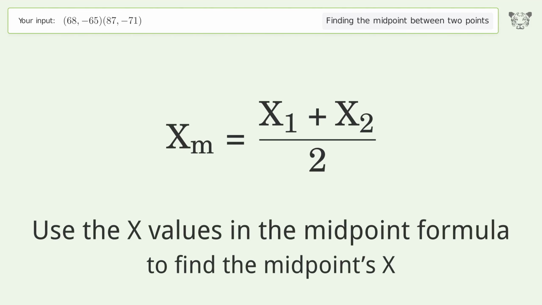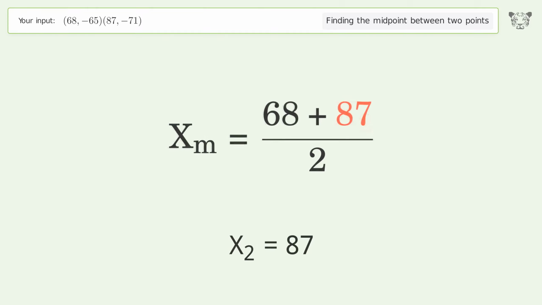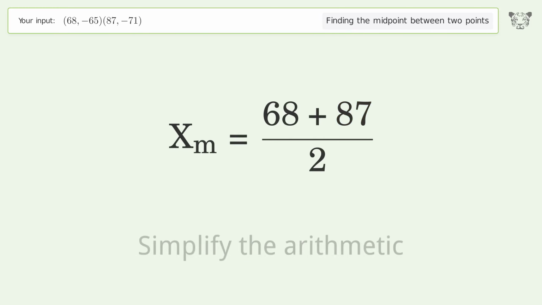Use the x values in the midpoint formula to find the midpoint's x. x1 equals 68. x2 equals 87. Simplify the arithmetic.